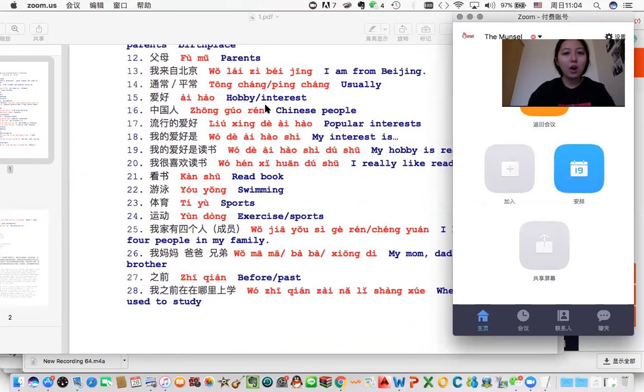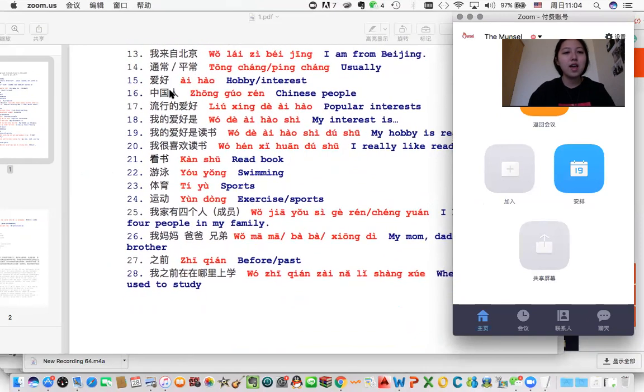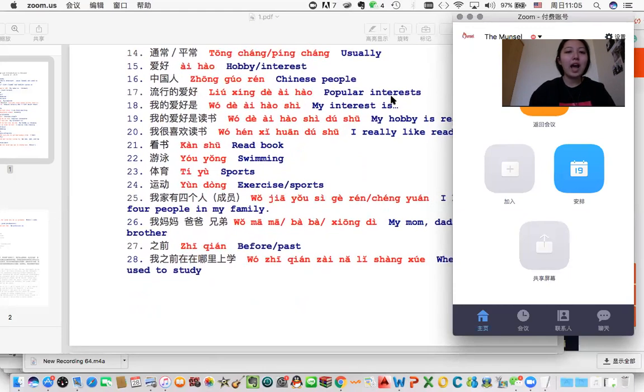And 爱好 is hobby or interest. 中国人 is Chinese people. So 中国 is China and 人 is people. 中国人 Chinese people. 流行的爱好. So there comes the first adjective. 流行的 is popular. 爱好 is interest.